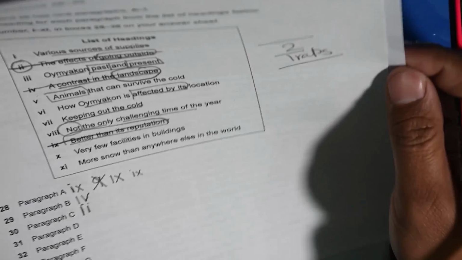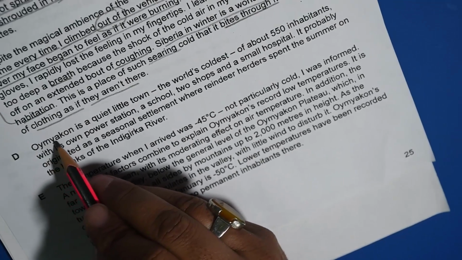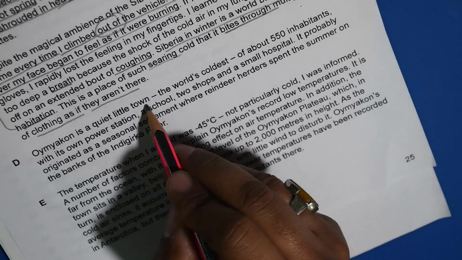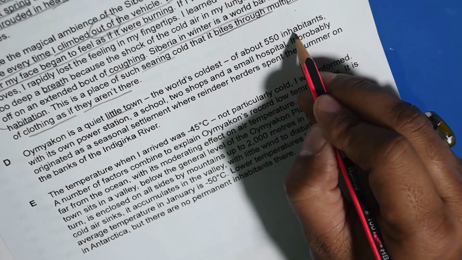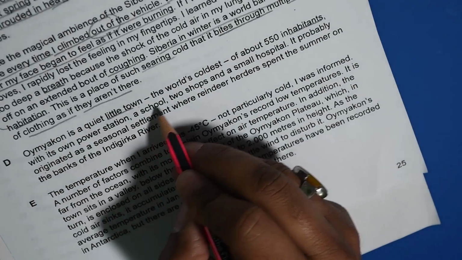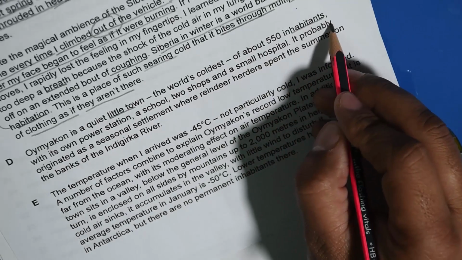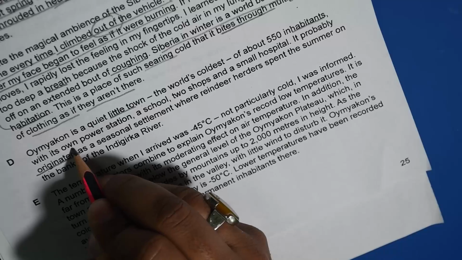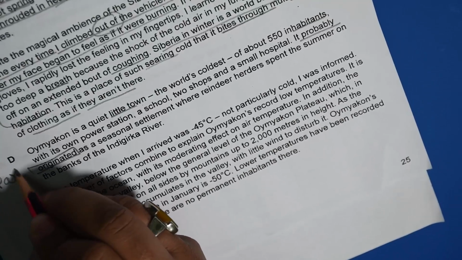The next is paragraph D, and we just do that. Okay, paragraph D: Oymyakon is a quiet little town, the world's coldest, of about 550 inhabitants, with its own power station, a school, 2 shops and a small hospital. It probably originated in the past.